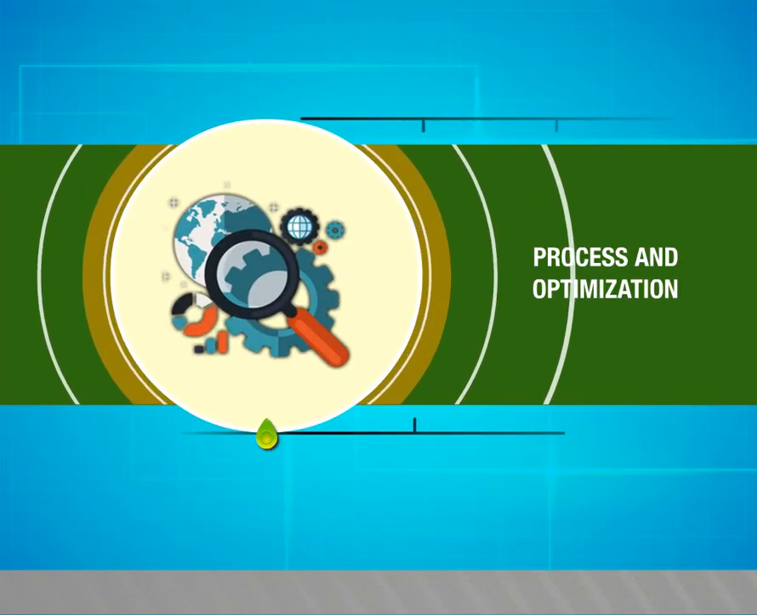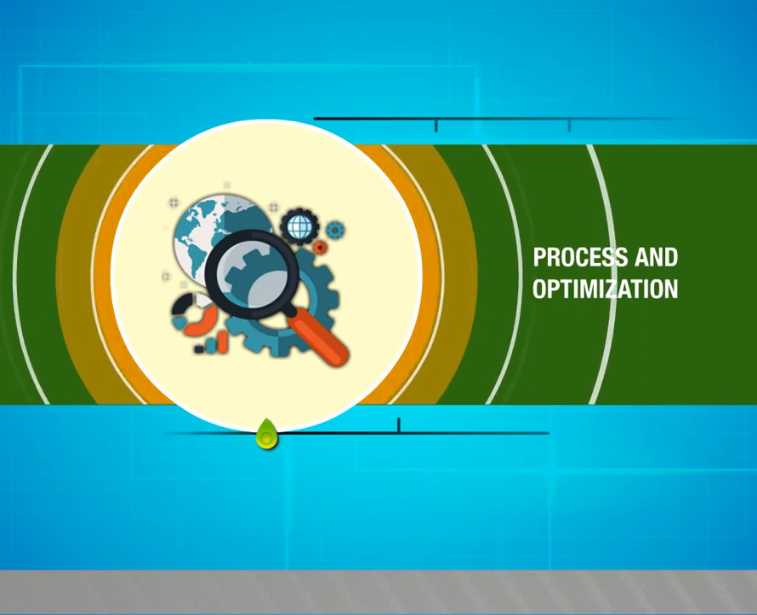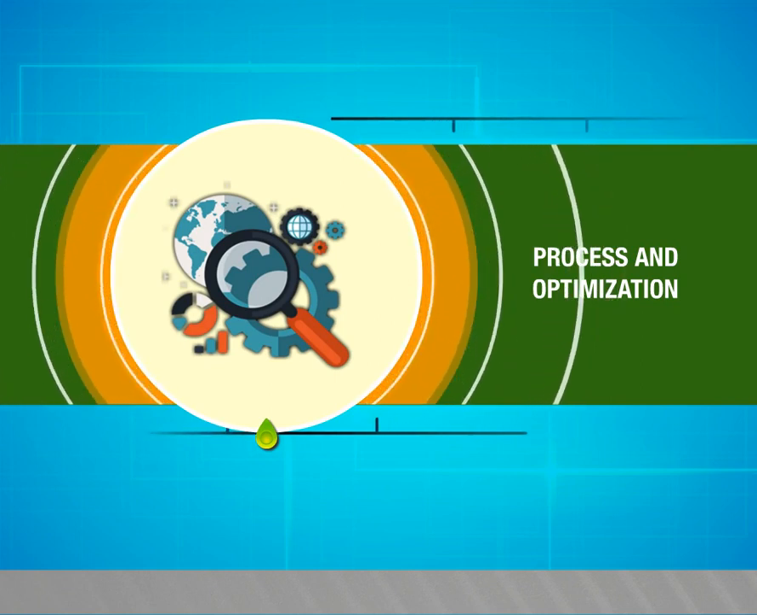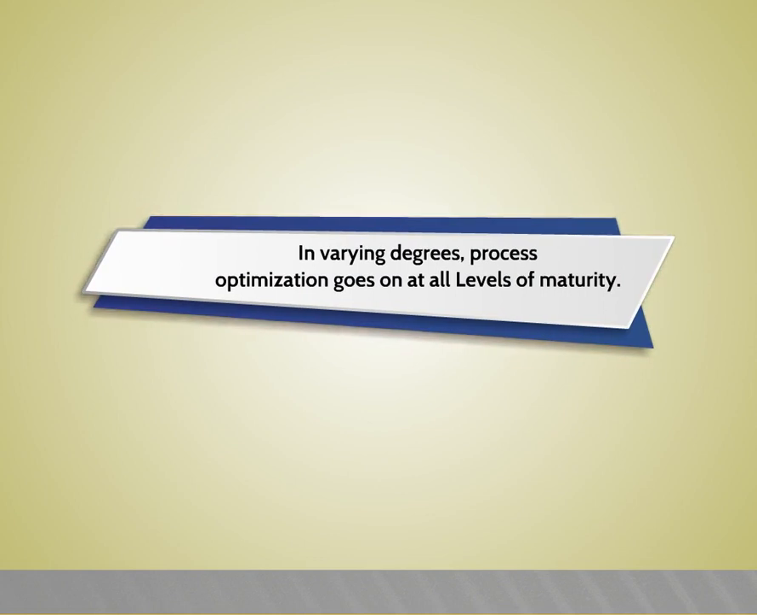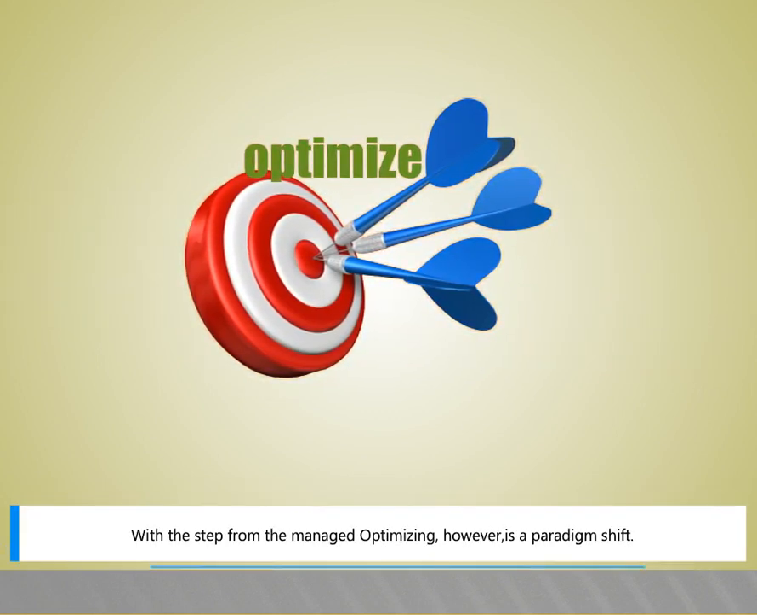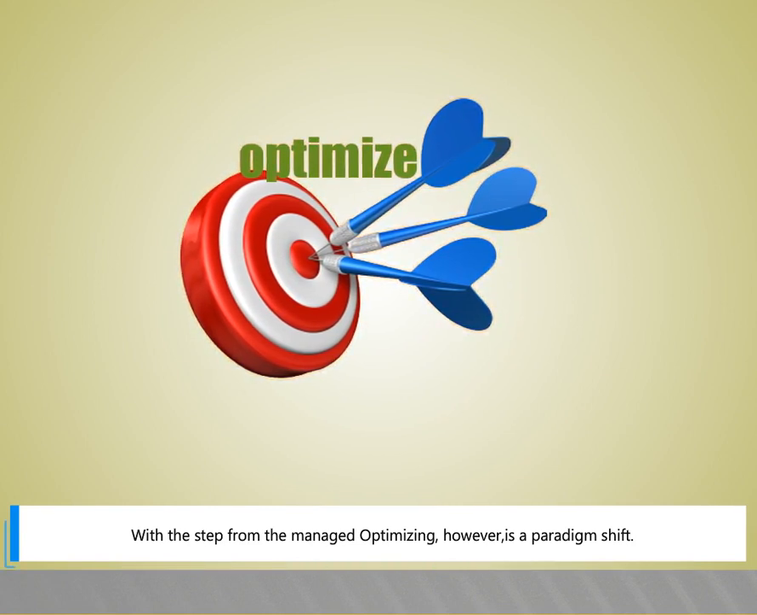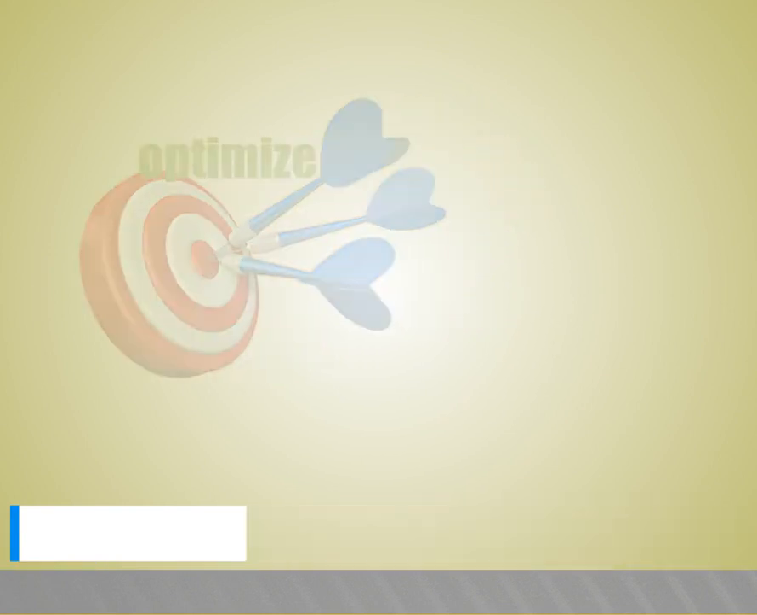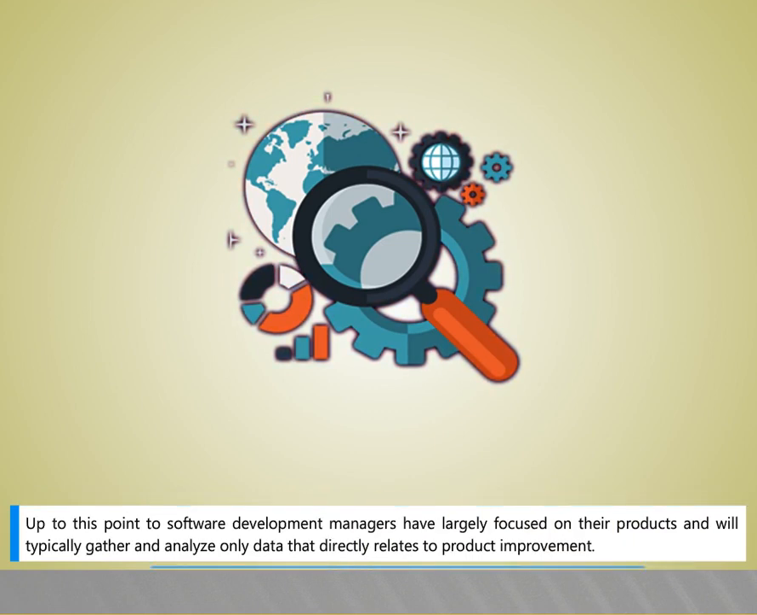Process and optimization. In this video, we are going to see about process and optimization. In varying degrees, process optimization goes on at all levels of maturity. With the step to the managed optimizing level, however, there is a paradigm shift. Up to this point, software development managers have largely focused on their products and will typically gather and analyze only data that directly relates to product improvement.